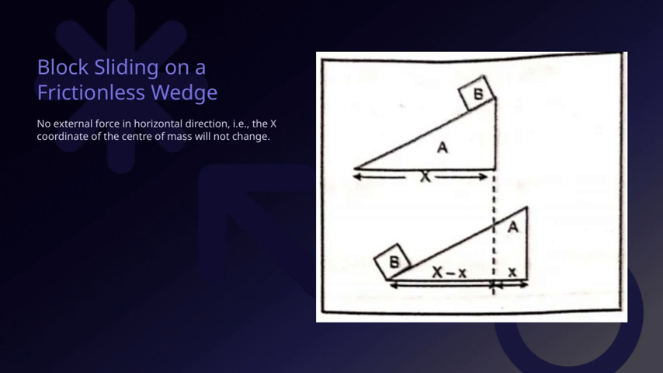When we talk about a block sliding on a frictionless wedge, this concept becomes really useful because it simplifies our analysis. Since friction is absent, the only forces at play are gravity and the normal force from the wedge, which are perpendicular to each other. And because there are no horizontal external forces, the system's overall horizontal momentum is conserved. This ties into the broader theme of energy and momentum conservation in these systems, helping us understand how the block and wedge move together without external interference.